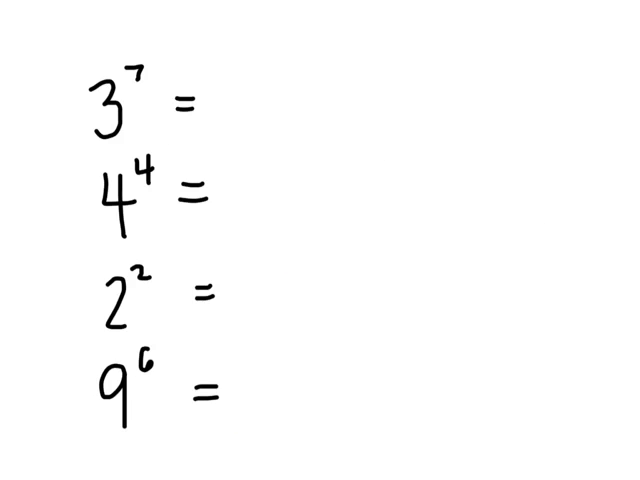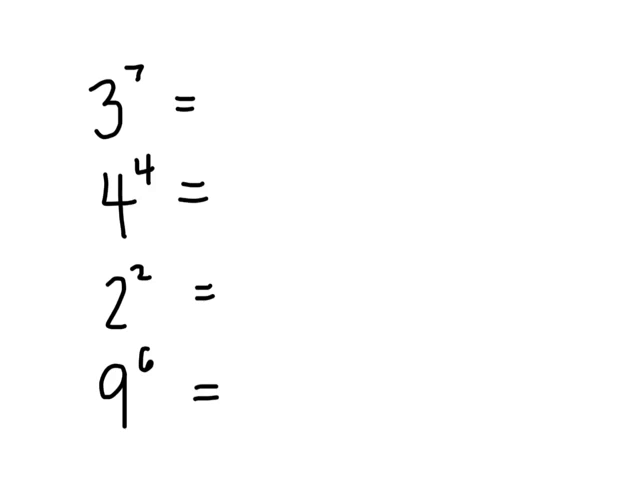Okay, so I want you to just practice using the calculator. Read this to me. What does this say? 3 to the power of 7. 4 to the power of 4. 2 to the power of 2. Or how else can you read that? 2 squared. 2 to the power of 2 can be written as 2 squared.